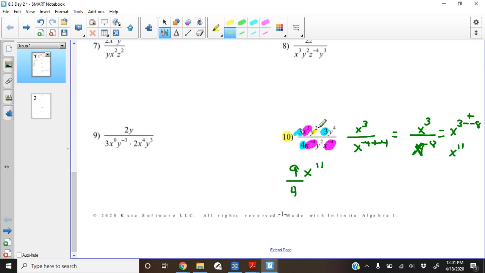The y's. So we have y to the second times y to the fourth divided by y to the second. Now, we could do this two different ways. We can go ahead and multiply those and then divide, or you can recognize that those y squares cancel right from the get-go, and that leaves you with y to the fourth alone in the numerator. So our final answer is 9x to the 11th, y to the fourth, all over 4.